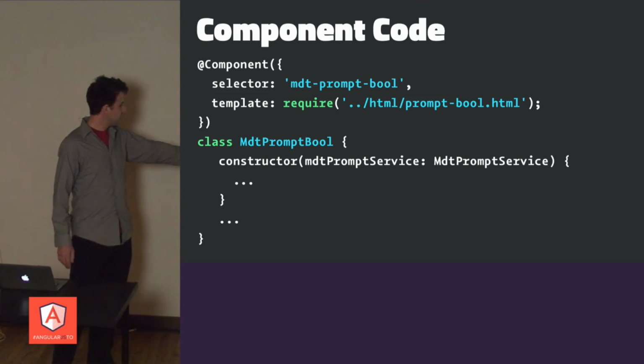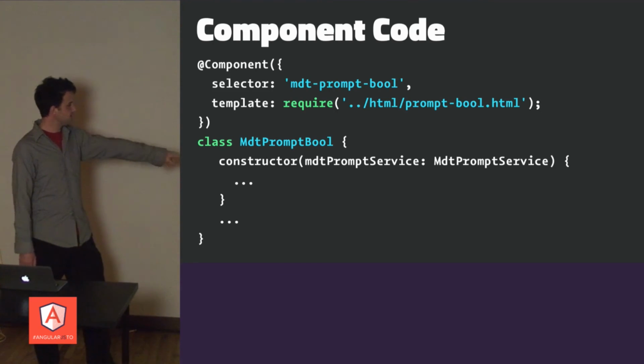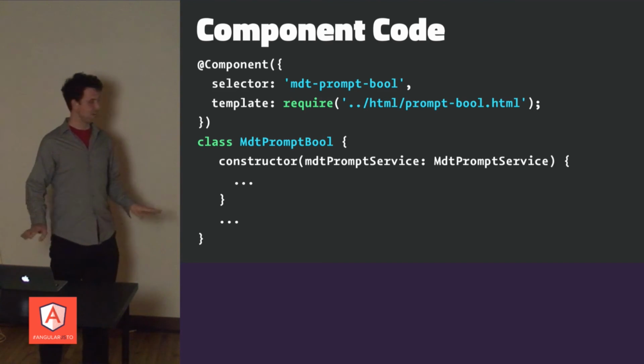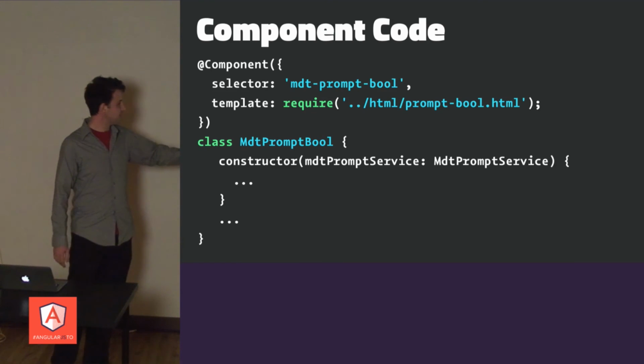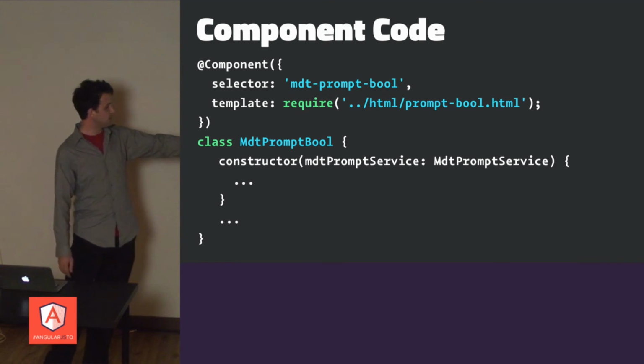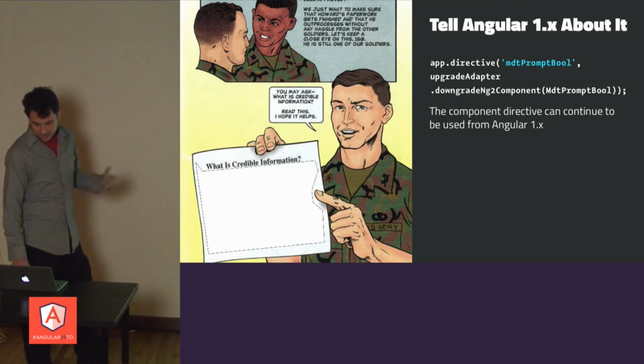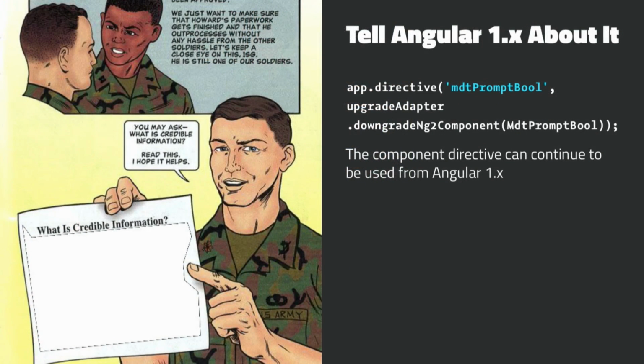This constructor here, if you're not familiar with Angular 2, it's not really obvious, but that's dependency injection in Angular 2 with TypeScript. That's, again, beyond the scope of today, but what this will do is TypeScript under the hood does know that capital MDT prompt service. It knows how to find that and inject that. And then we've got to tell Angular 1.x about it. So we need to register our app directive like we would normally, except that we call our upgrade adapter singleton, we downgrade ng2 component, and we pass in the class for that component. And then it can continue to be used from Angular 1 at this point.